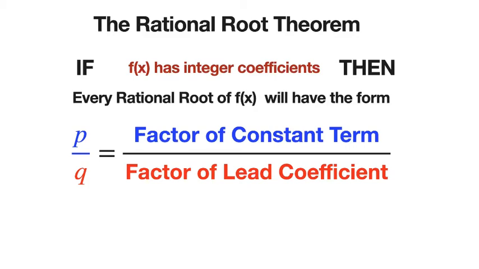This is the rational root theorem. We've had 3 theorems so far. We had the remainder theorem, the factor theorem, and the rational root theorem. For the rational root theorem, we first need to know what this means. So rational, okay, we're talking about numbers that can be written as fractions.